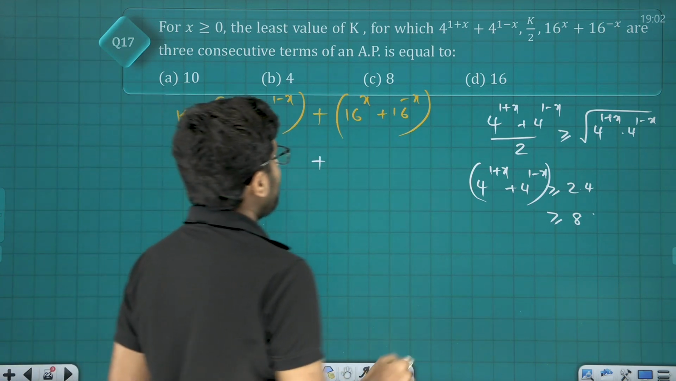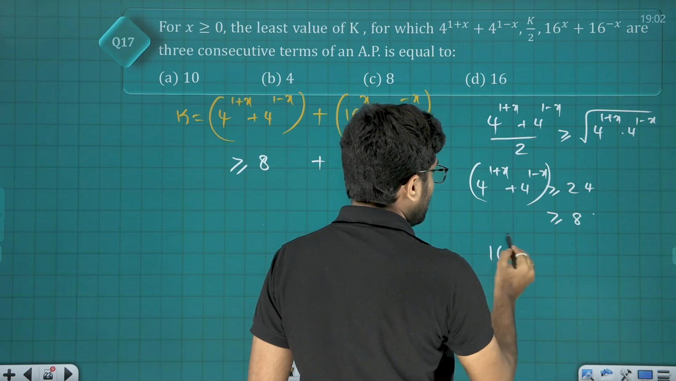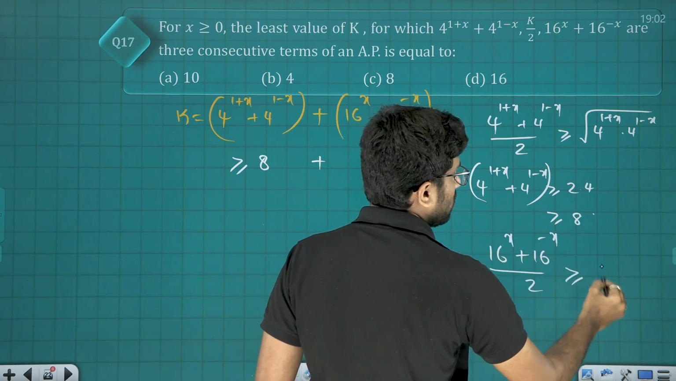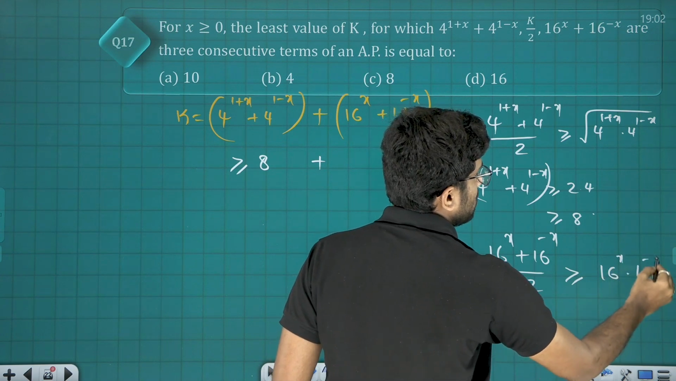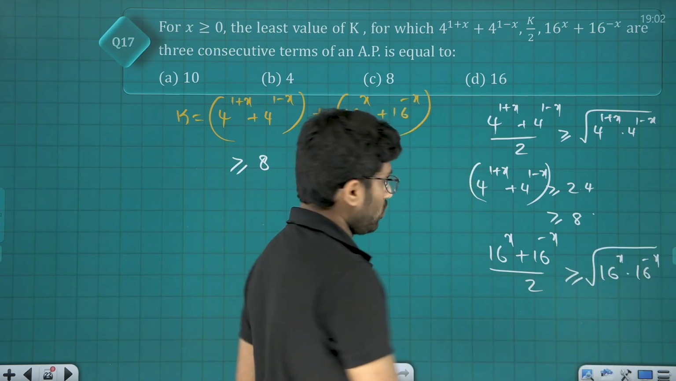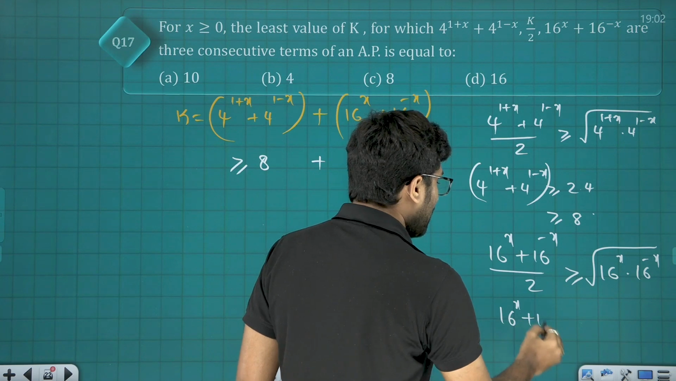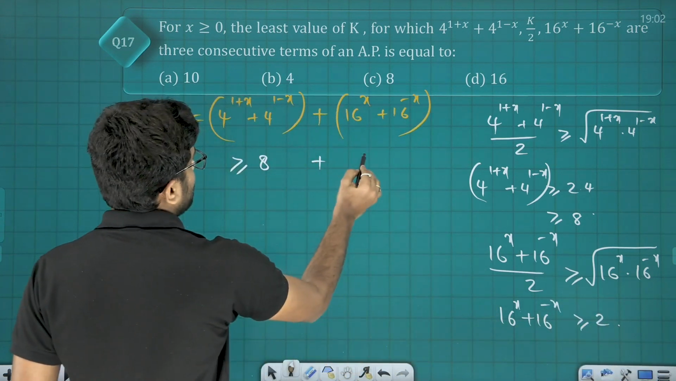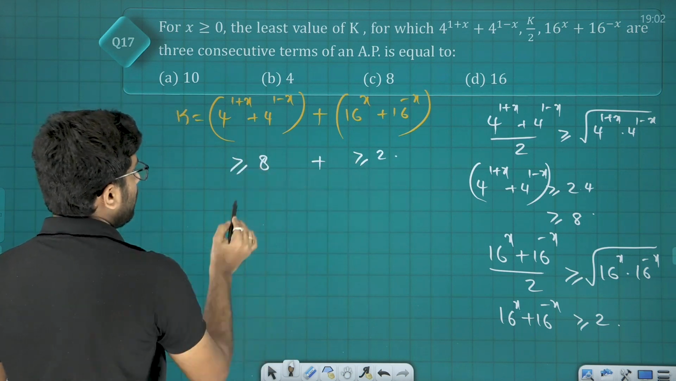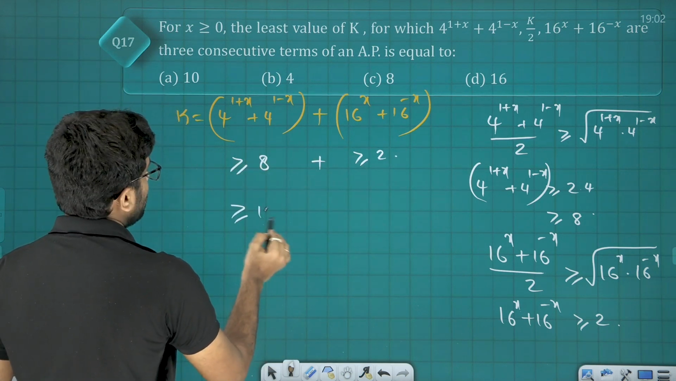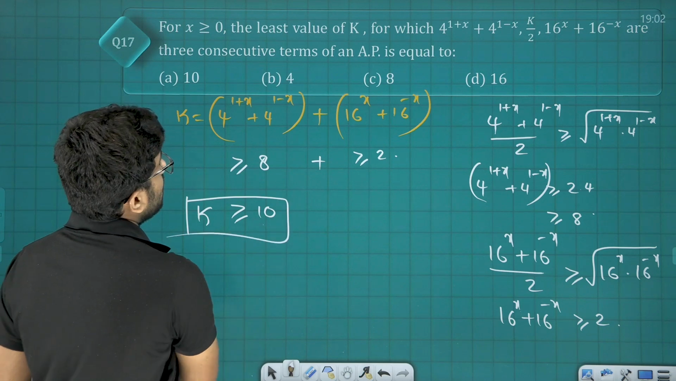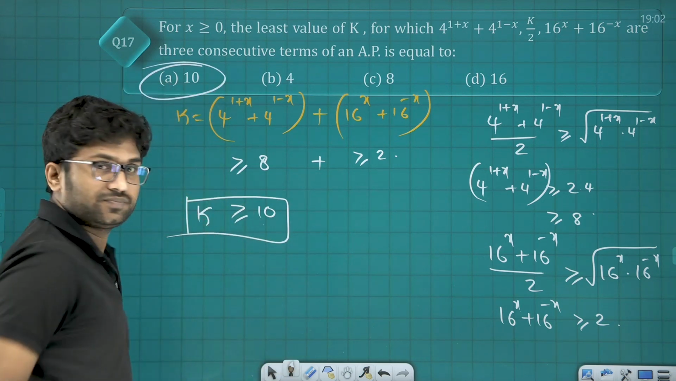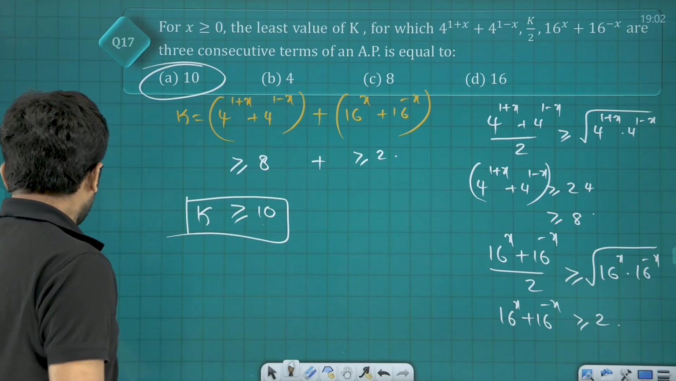Plus 16 power x plus 16 power minus x. Same story like this only. 16 power x plus 16 power minus x divided by 2 is always greater than or equal to the square root of 16 power x into 16 power minus x, AM greater than or equal to GM concept. So 16 power x plus 16 power minus x is always greater than or equal to 2. That means the whole will be greater than or equal to 8 plus 2, 10. So k will always be greater than or equal to 10. So the least value of k is 10.